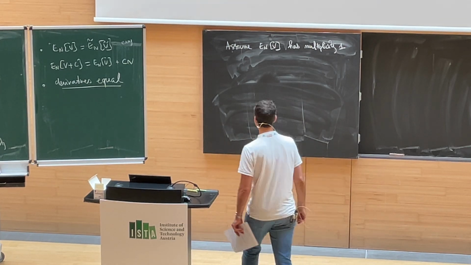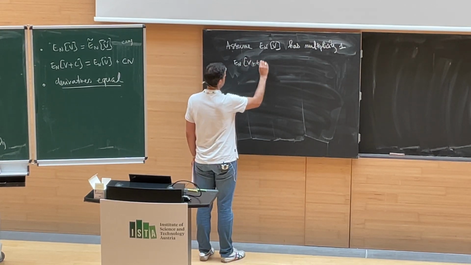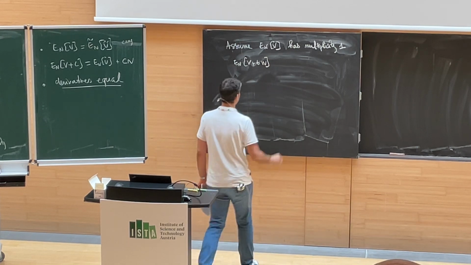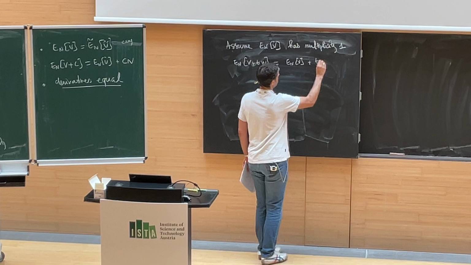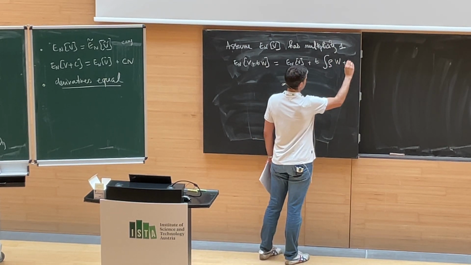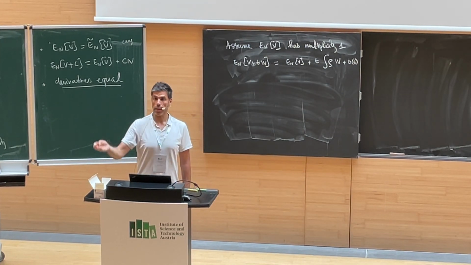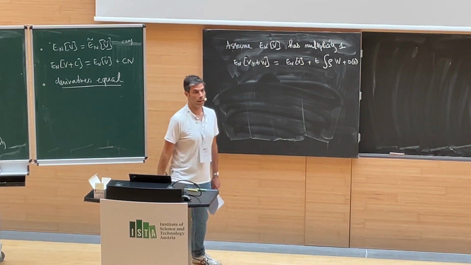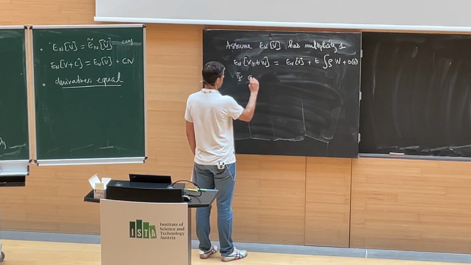If I compute En of V plus tW, and then do an expansion in t, I will find En of V plus t times the integral of rho times W, plus little o of t, where rho is the density of the ground state. This was defined by Jan Philipp, but let me explain it again. Let me assume that psi is the ground state.